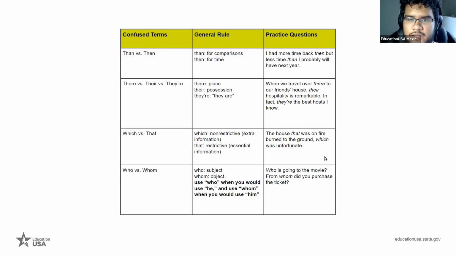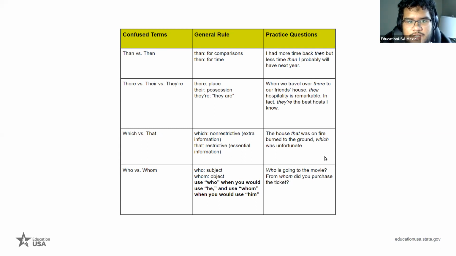I had more time back then, but less time than I probably will have next year. So "more time back then" refers to a time in the past when he had more time. And then he said he had less time than what he'll have next year. "Then" is referring to a specific time, but "than" is used here to compare something: less time back then than what he'll have in the future.